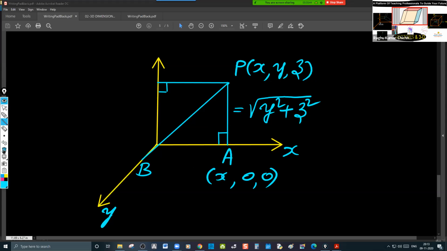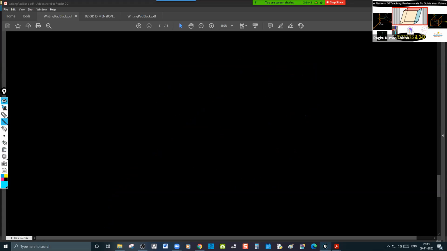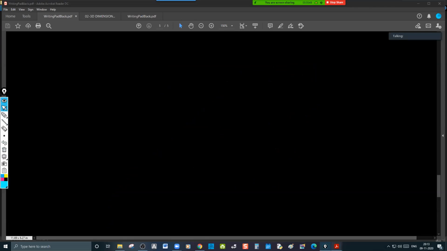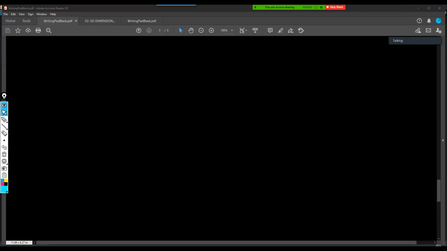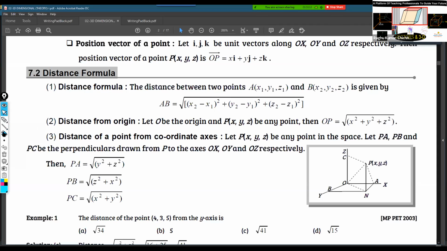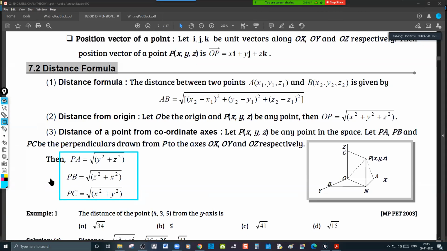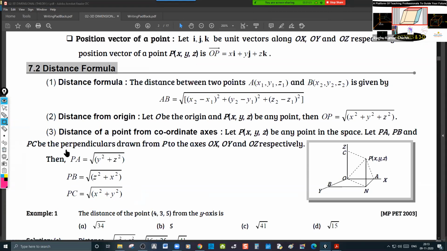Yes, sir. Pranit, I hope you understand what I'm explaining. Understood, sir. Yes, this is what I derived now. This is PA, PB, and PC, the distance formulas.